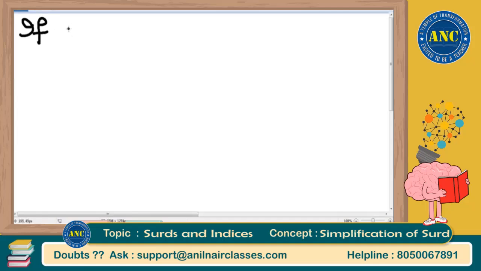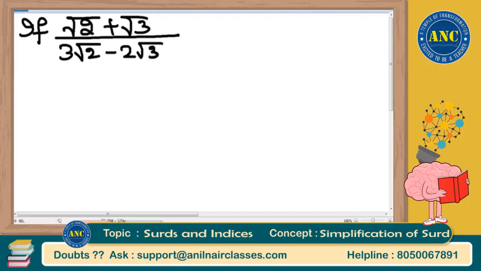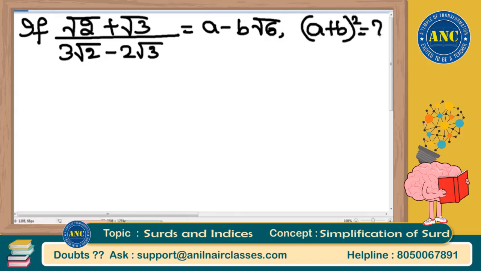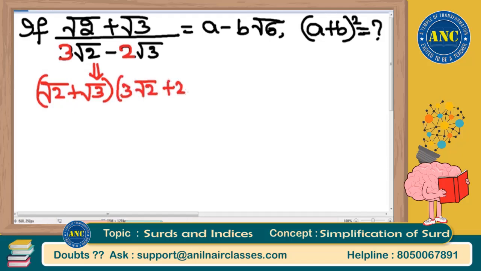Beautiful question. If root 2 plus root 3 divided by 3 root 2 minus 2 root 3 is equal to a minus b root 6, find the value of a plus b whole square. Find a plus b whole square value. Now see here, this is what is given. First thing I know is I need to rationalize it, but the coefficients are not 1, so use that actual method. So numerator is root 2 plus root 3 and the denominator rationalizing term is 3 root 2 plus 2 root 3. But don't write that term again and waste your time.